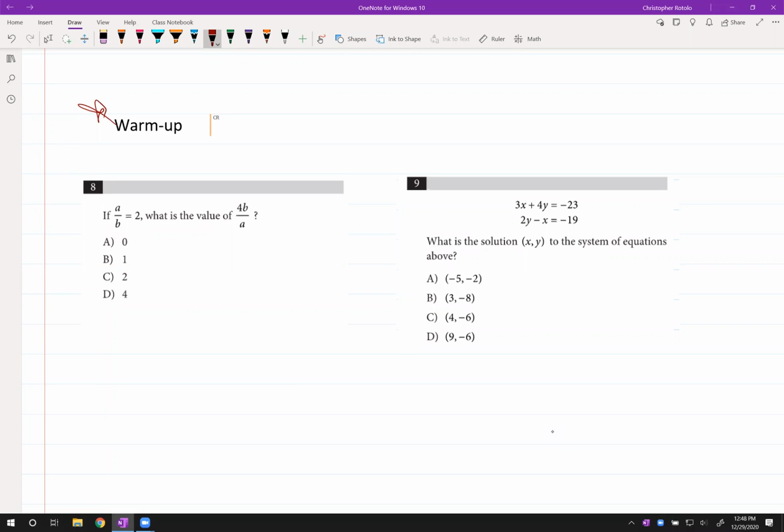All right there, Algebra 2. We're going to move into chapter 4. We're going to skip around in this chapter just a little bit.